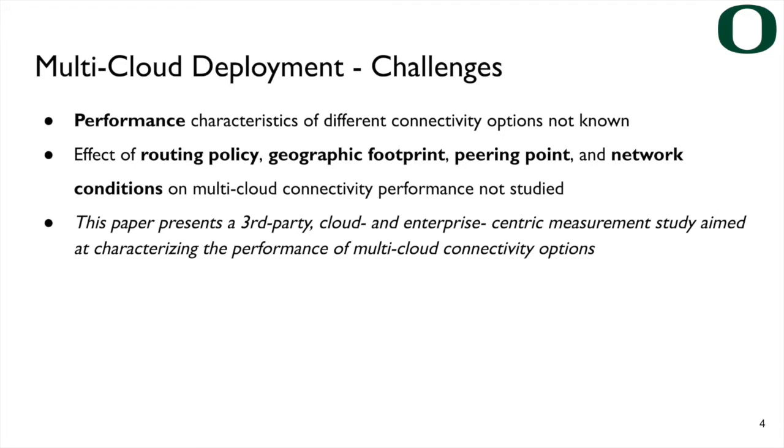There are many challenges associated with multi-cloud deployments. The performance characteristics of different connectivity options are not known. And furthermore, the effects of routing policy, geographic footprint, peering point, and network conditions on multi-cloud connectivity performances have not been studied. So this paper presents a third-party cloud and enterprise-centric measurement study aimed at characterizing the performance of multi-cloud connectivity options.